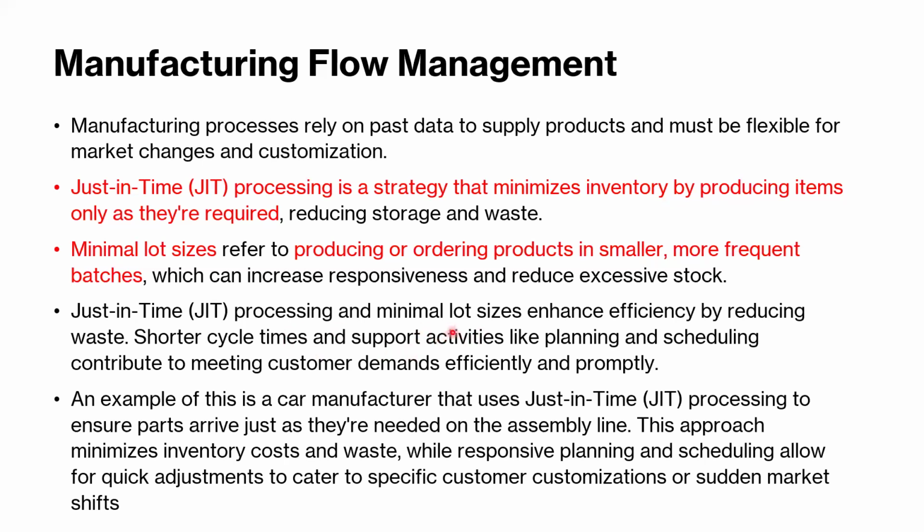And the other one is minimal lot size, right? Okay, minimal lot size is another concept, which is very important for producing or ordering products in smaller, more frequent batches. So for example, instead of producing a lot of items, you only produce in a smaller quantity, but you will do it frequently. Okay, just in time is based on the past data and the actual information, they will be able to produce it, right? So these two strategies can basically enhance efficiency of your supply chain by reducing waste, right?